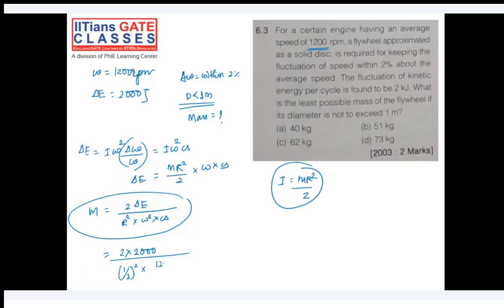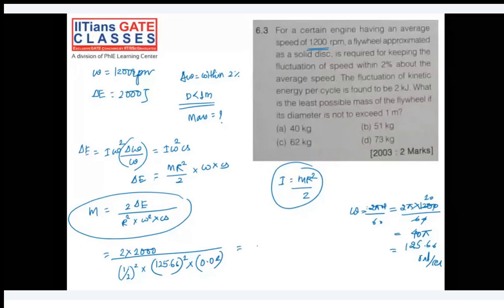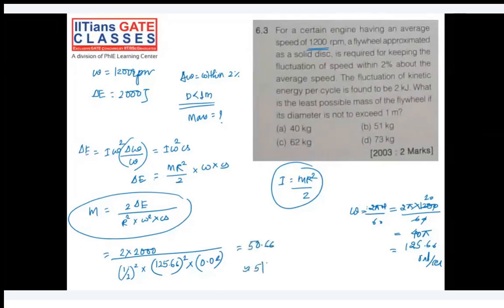Omega is equal to 2 pi N divided by 60. So it is 2 pi, and N is how much? 1200 divided by 60, 20. So it's 40 pi, which is 125.66 radian per second. So it's 125.66 whole square into CS. CS is 2%, they have given, 0.02. Delta omega with respect to the mean speed is 2%. So that is 0.02. And this will directly give you the mass, which is 50.66, so approximately 51 kg. So option B is correct in this case.